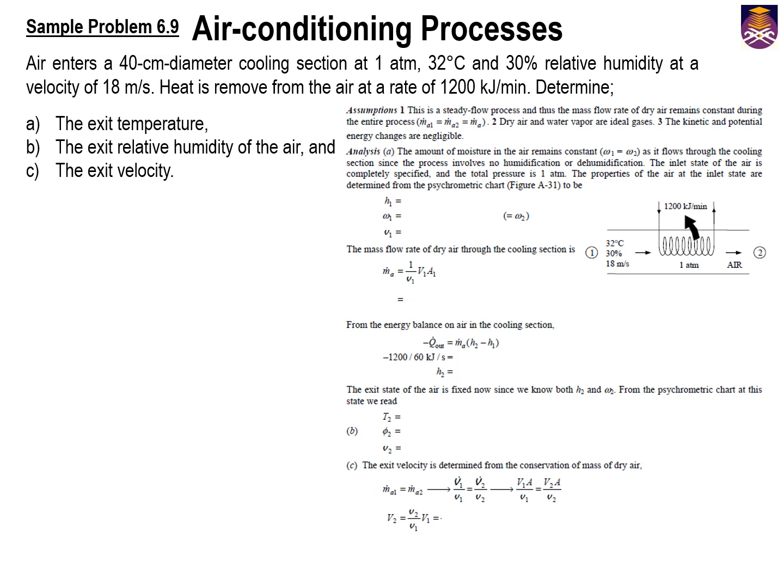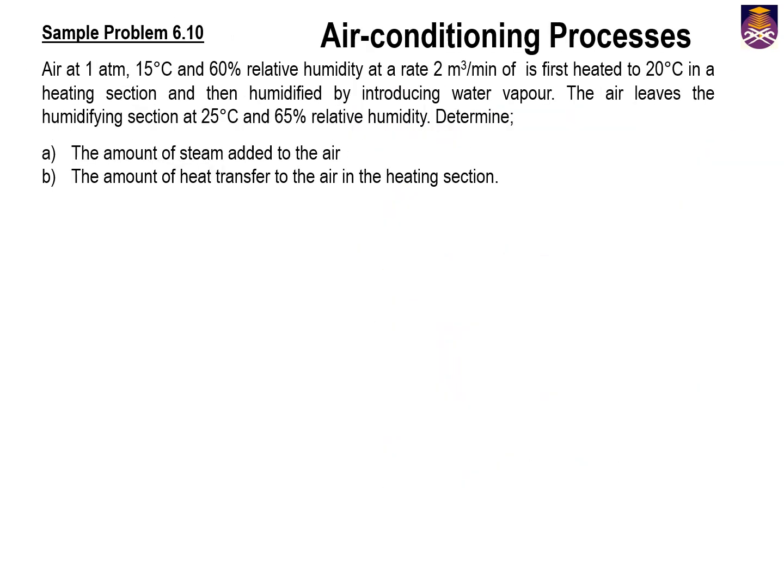All right, as explained in this presentation. Now we have the third example, sample problem 6.10. So again, you have air at 1 atm, 15 degrees C, 60% relative humidity. You are given a volumetric rate, 2 meter cube per minute. It is first heated to 20 degrees C in a heating section and then humidified by introducing water vapor. The air leaves the humidifying section at 25 degrees C and 65% relative humidity. You are asked to determine the amount of steam added to the air and the amount of heat transferred to the air in the heating section.